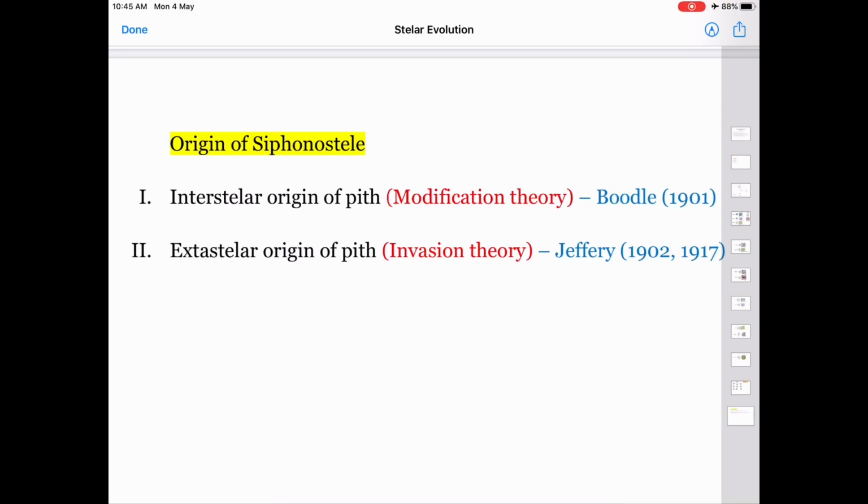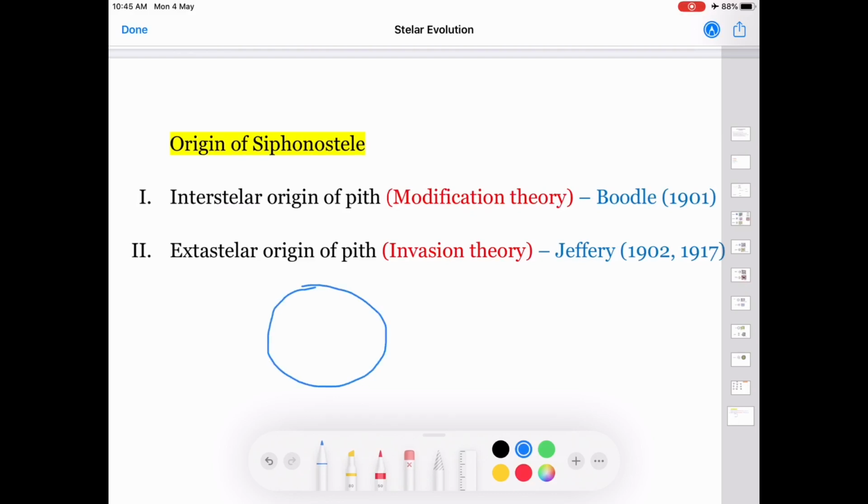According to the modification theory proposed by Boodle in 1901, some of the xylem in the protostele is modified into a pith. That is, the xylem at the central region is modified into the pith. This is known as the modification theory.